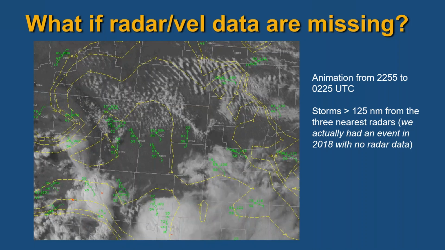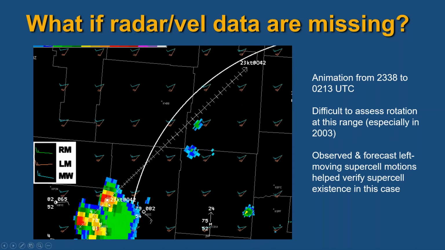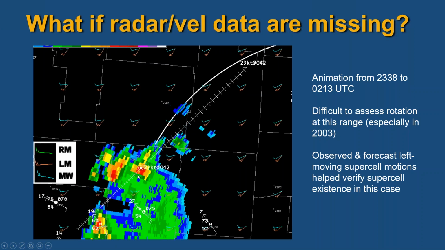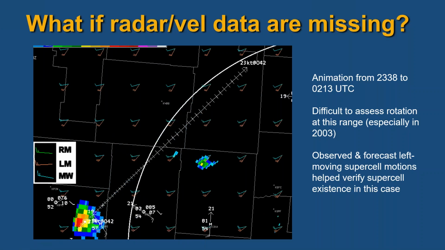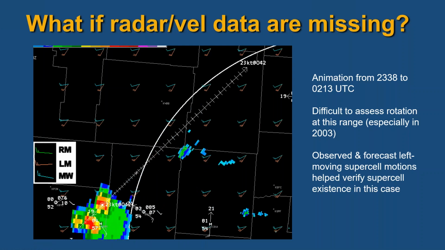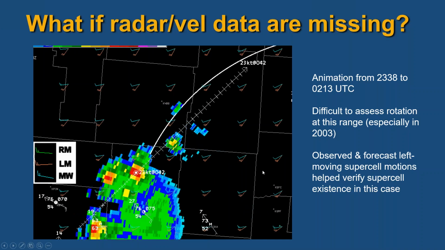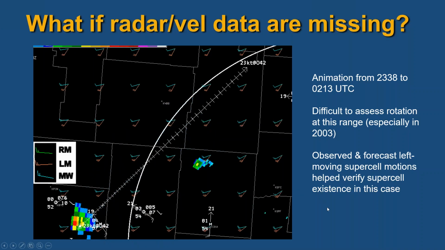So here's an example where we had to rely on satellite and lightning. What we could do without the velocity data is at least track the storm and compare it to the storm motions. In this case, we had a severe left mover at the edge of our radar, and we could basically have confidence that we have a left moving supercell out there, and it's likely severe just based on what left moving supercells do, and that's typically produce large hail.